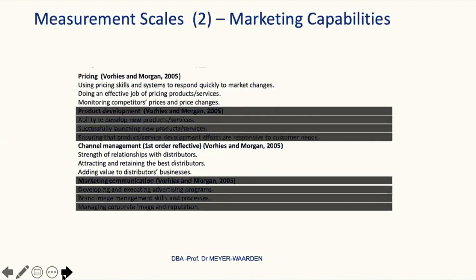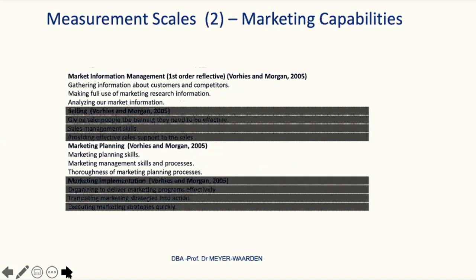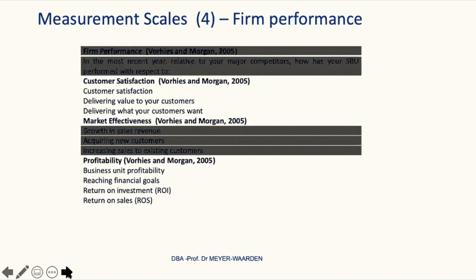We also measured marketing capabilities through pricing, product development, channel management, and marketing communication. You can see here the different items, and so on. All the different concepts were measured with existing scales. Firm performance we measured with profitability and customer satisfaction. Market effectiveness we measured through growth in sales revenues, customer acquisition, and increasing sales to existing customers. So this is how we measured it.